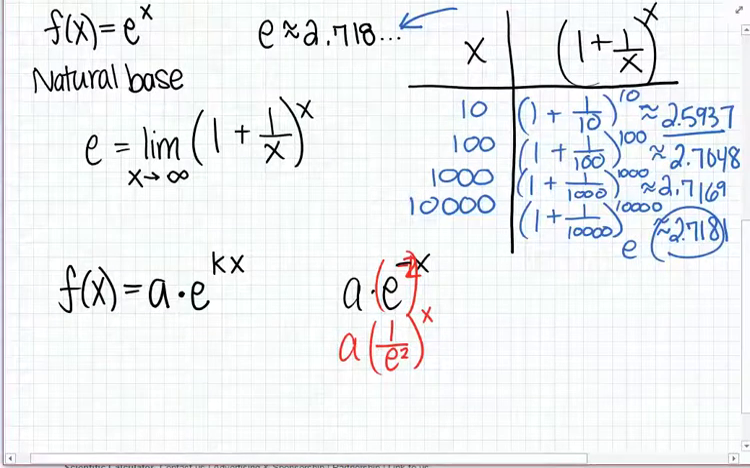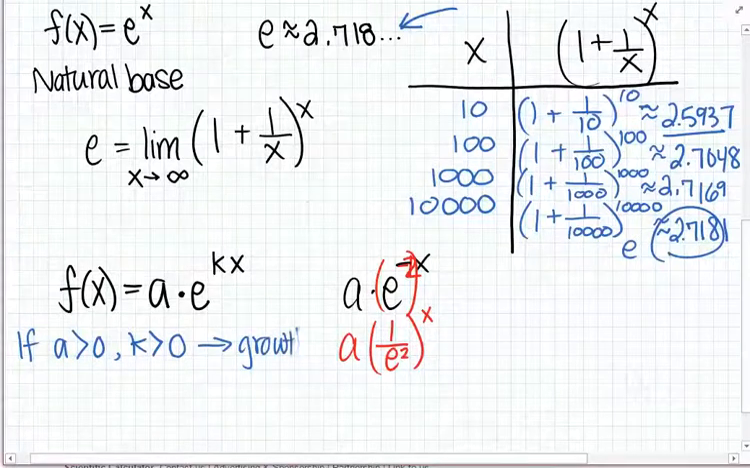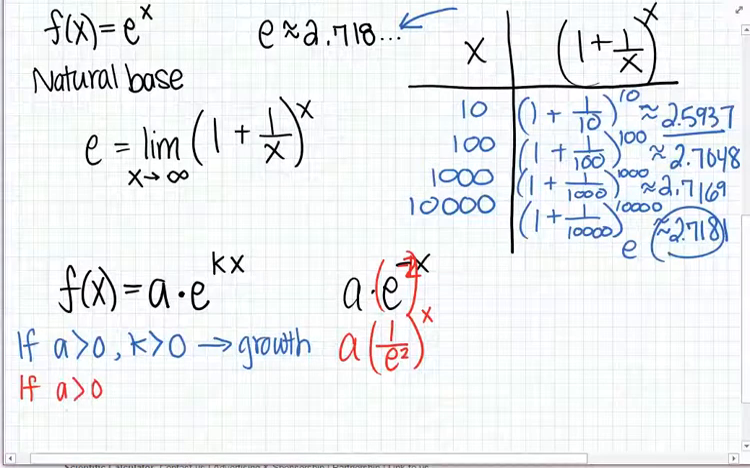So the general rules for this one are: if a is greater than 0, so a is positive, and k is greater than 0, then you have a growth function. And alternatively, if a is greater than 0, staying the same, but k is less than 0, in other words you have a negative k, that's going to create a decay function.